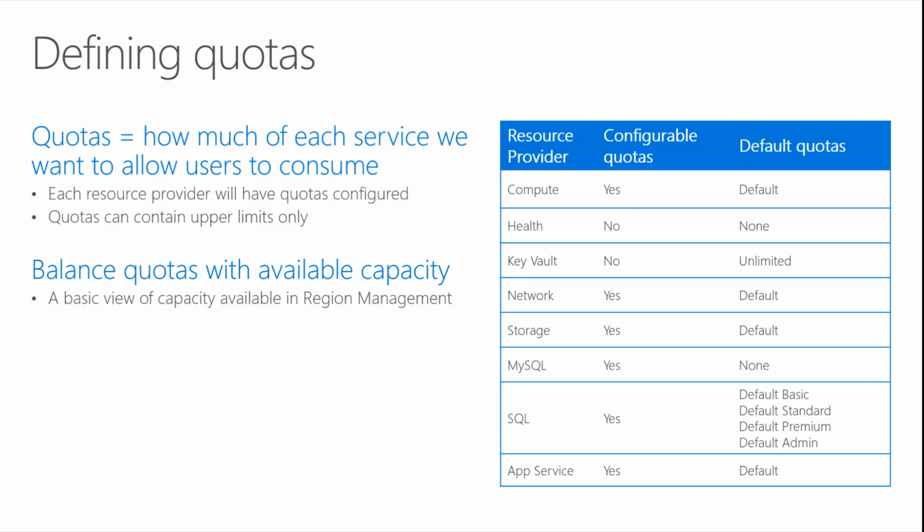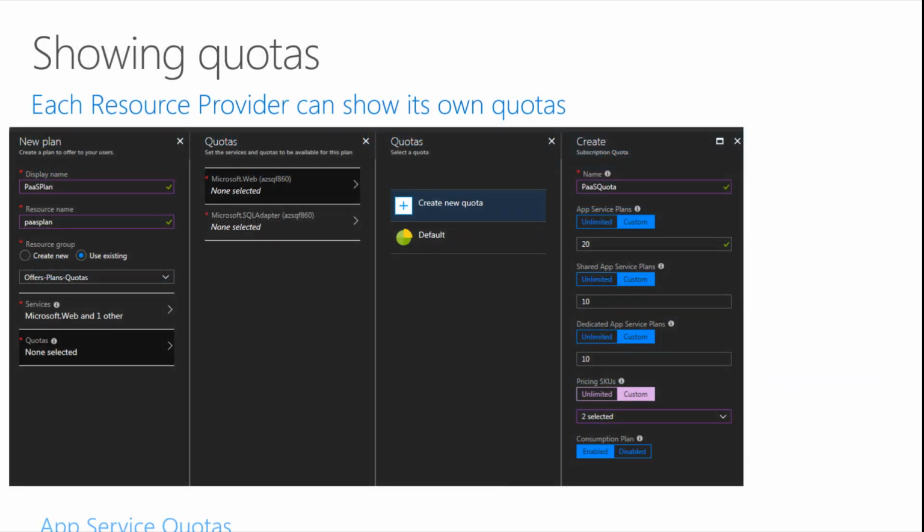Key Vault is something that users can consume and is there by default, but there are no configurable quotas. And the reason why is that the default quota is unlimited and it doesn't really consume many resources. So showing quotas, each resource provider can show its own quota.